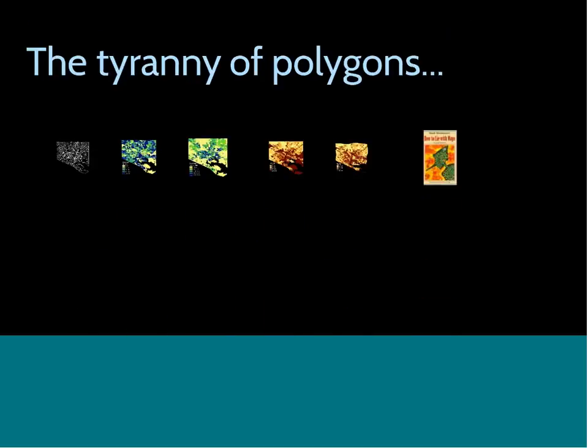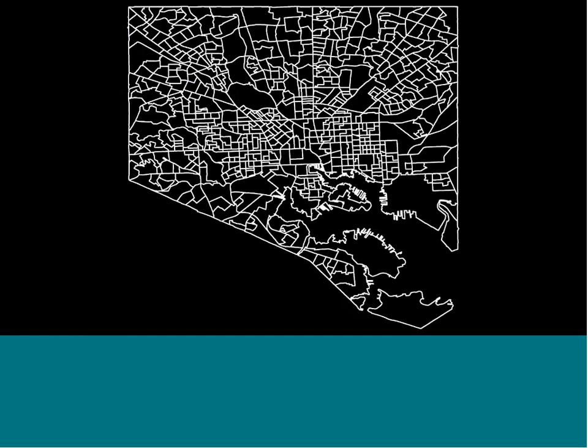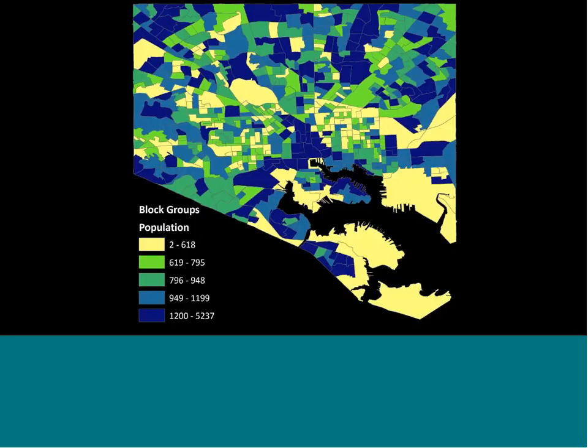Okay, let me switch now to some of the geographic issues, and I call this the tyranny of polygons. We're all used to seeing maps by polygon. This is block groups in Baltimore. These are arbitrary. They're made by the Census Bureau. They aren't done to reflect the reality. And so we are all used to seeing maps color-coded by these types of geography. So here's just a straight count of total population by block group.